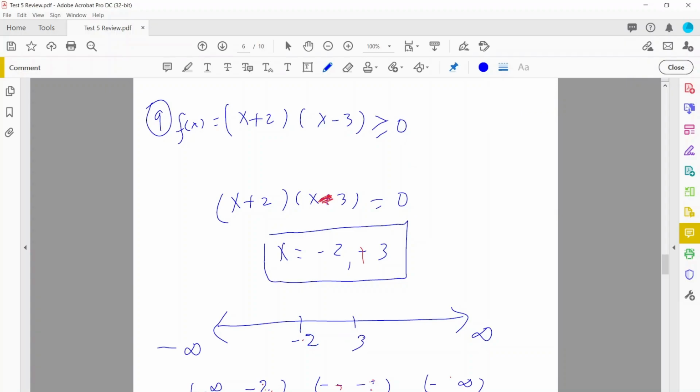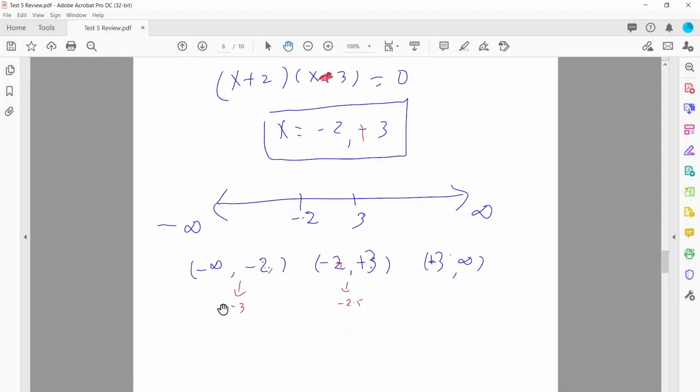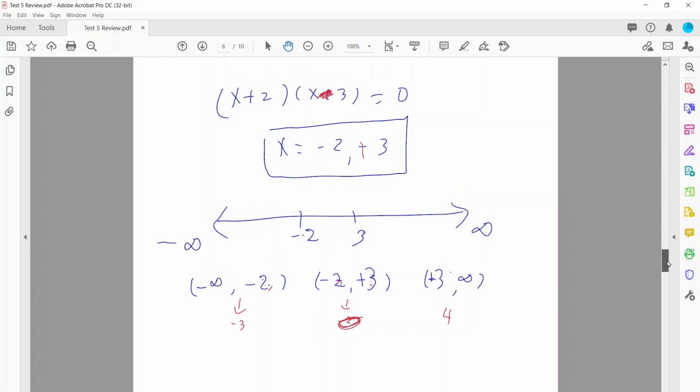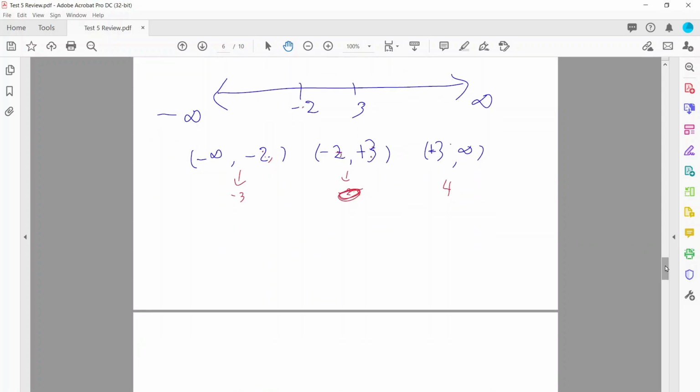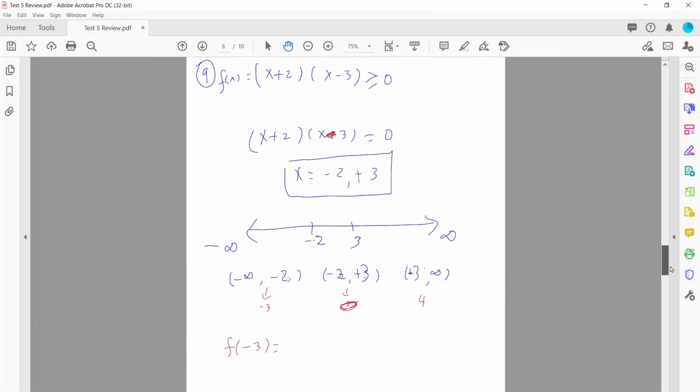So it would be -infinity to -2, -2 to positive 3, and from positive 3 to infinity. So we are going to choose some testing point here. As I mentioned, from here I would choose -3. From here, because 0 is here, I always pick 0 because it's easy to check. And from here I'm going to choose 4. And now we need to find out the value of the function at these testing points. The function is x plus 2 times x minus 3. So if I pick the value of the function at -3, just plug x equal to -3 there.